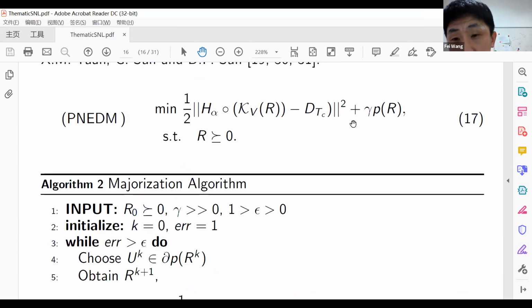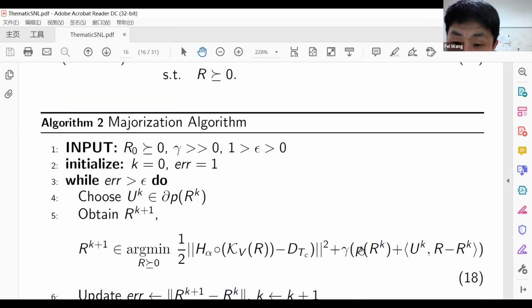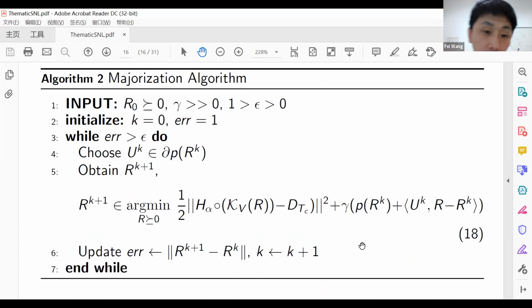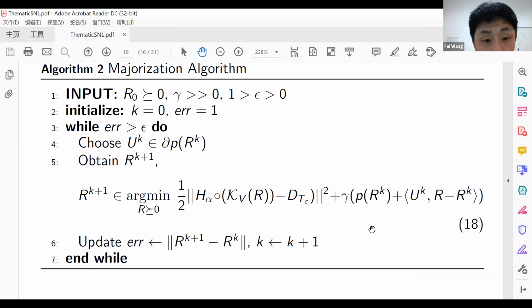Right? This penalty term is a non-convex term. Therefore, we linearize it. So it is replaced by P(RK) plus the inner product of UK and R minus RK, and then we update R and UK after solving each problem.